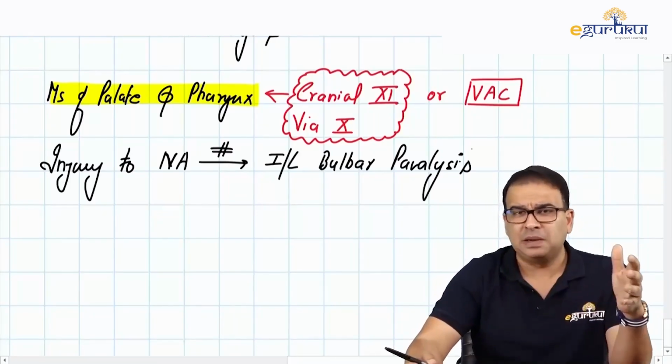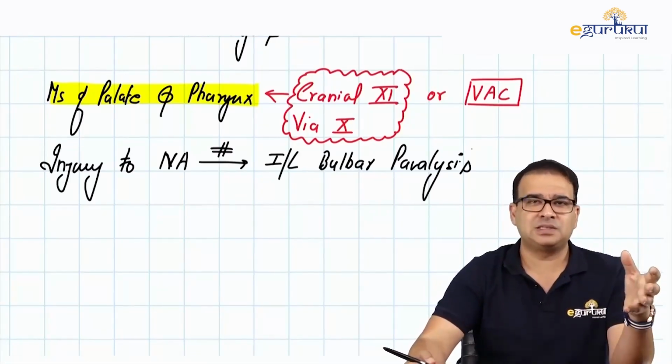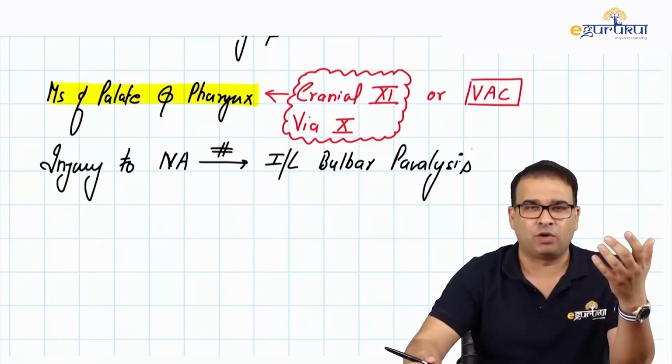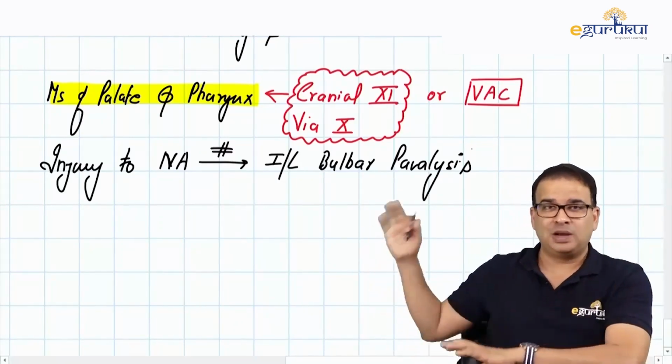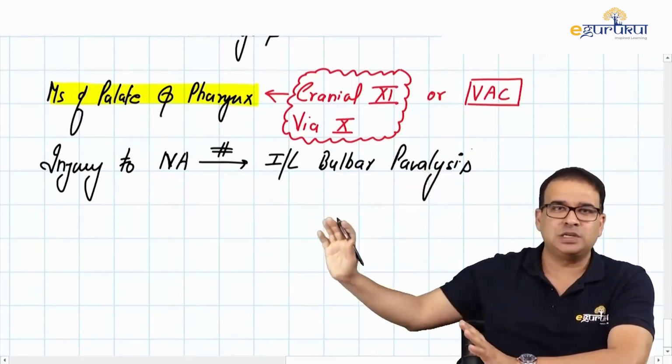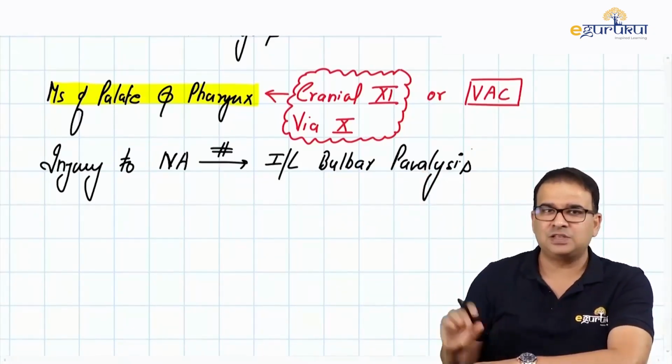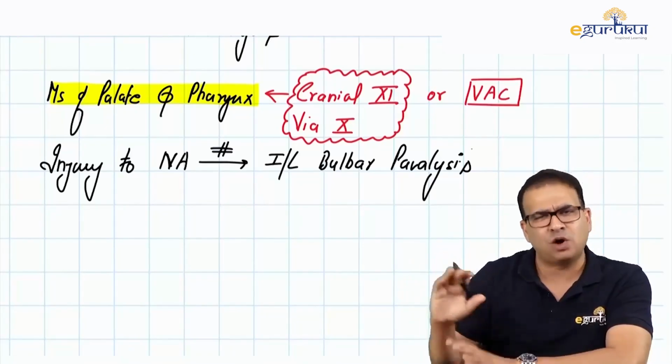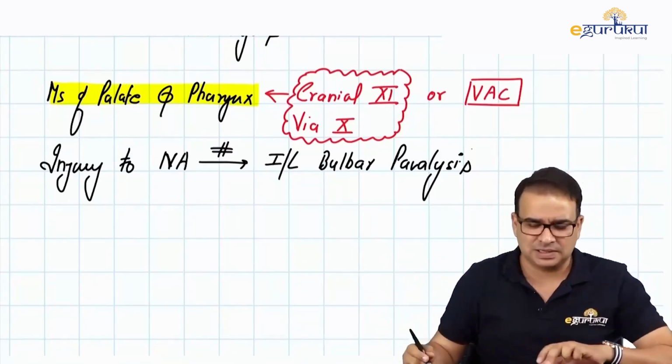Although it's not a complete bulbar paralysis, because for bulbar paralysis to take place, even the tongue muscle should be involved. But the tongue nucleus is, let's say, saved. Hypoglossal nucleus is still safe. We are just talking about the injury to nucleus ambiguus. So we call it bulbar paralysis, but yeah, tongue muscles are spared in it.